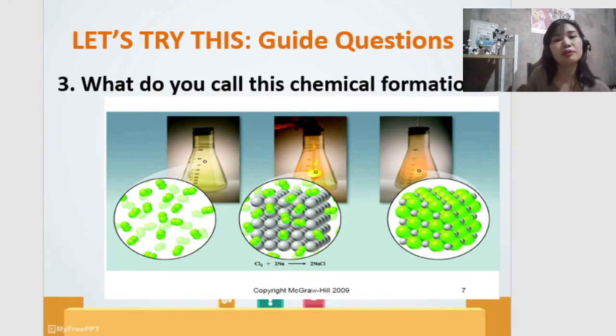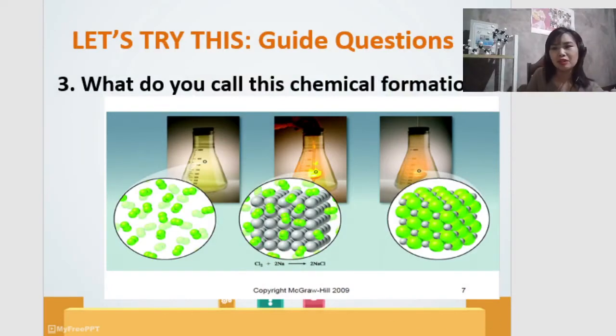For our number three, what do you think? Okay, or what do you call this kind of chemical formation? Ready? In 10 seconds, go. Okay, time is up. So what do you think? Okay, if you answered the word chemical bonding, then fantastic. It's correct. It's all about chemical bonding.